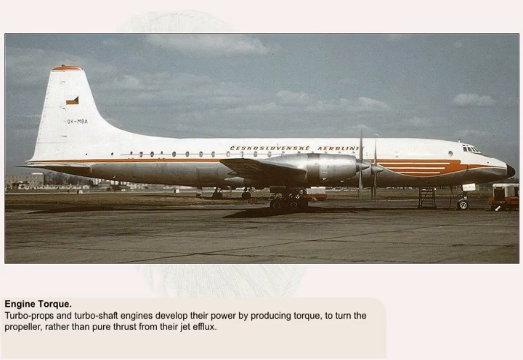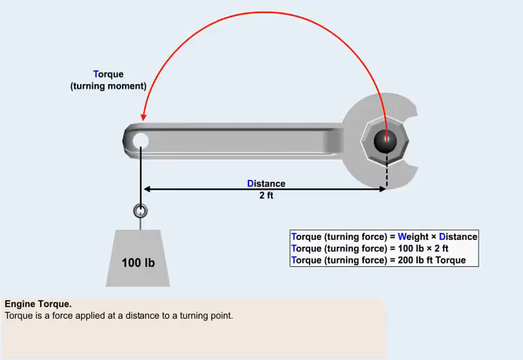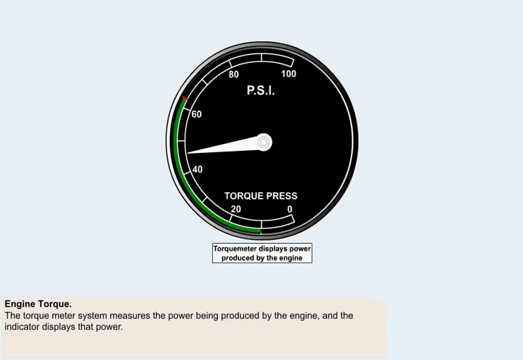Turboprops and turboshaft engines develop their power by producing a preponderance of torque to turn the propeller, rather than pure thrust from their jet efflux. Torque, by definition, is a force applied at a distance to a turning point. The torque meter system measures, and its indicator displays, the power being produced by the engine.